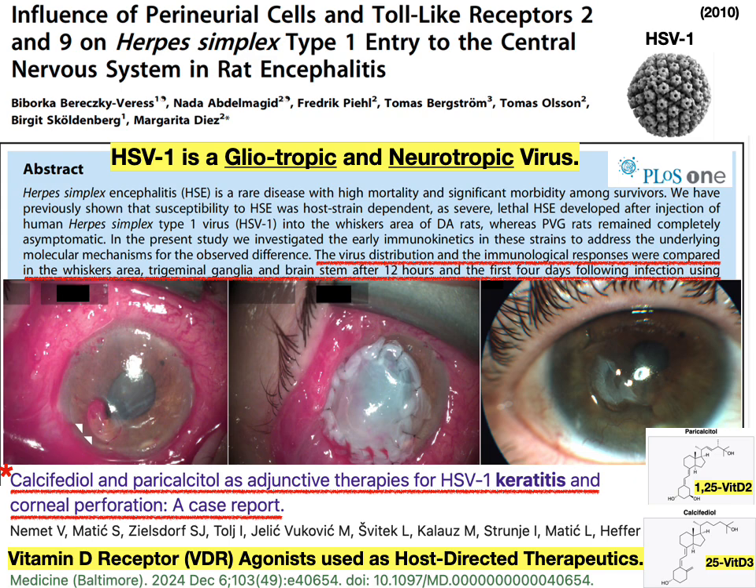Calcifediol and paricalcitol as adjunctive therapies for HSV1 keratitis and corneal perforation, a case report. In this study, clinicians utilized 2 vitamin D receptor agonists to treat a woman who had a history of recurring HSV1 infections of her oral labial region. In this case, the infection had spread to her cornea, in one of her eyes.